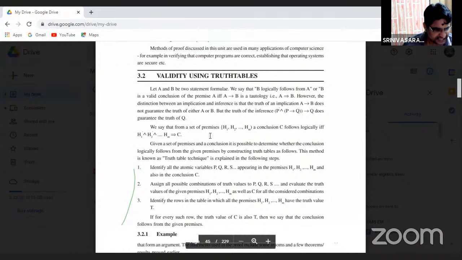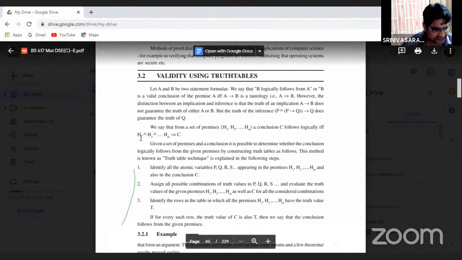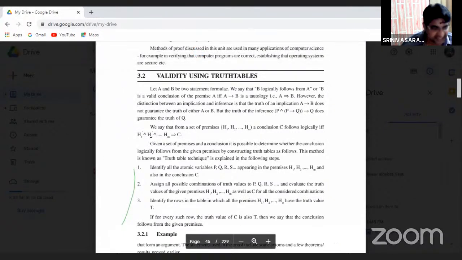There are some premises, and a conclusion capital C. We are taking some premises H1, H2, and so on up to HM. In between, we express the conjunction: H1 and H2 and H3, and so on, and HM, implies capital C. C means conclusion. Logically, the conclusion C follows if and only if H1 and H2 and so on HM implies capital C.